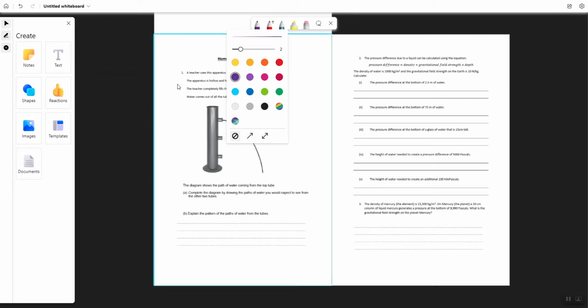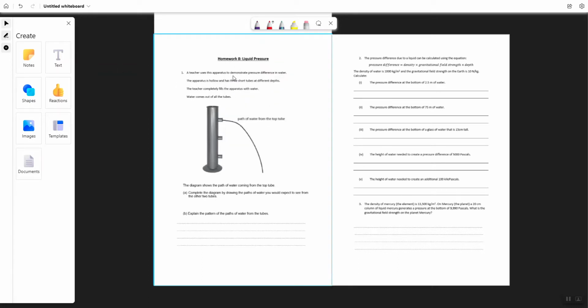Okay, so we've got demonstrating pressure difference in water. The apparatus is hollow. You should have seen this in the lab. It should have been demonstrated to you. What do you see when you have this? So we've got our first thing. The diagram shows the water coming out of the top tube. Complete the diagram, show the paths of the other water you expect to see in the other two tubes. Remembering pressure is greatest at the bottom.